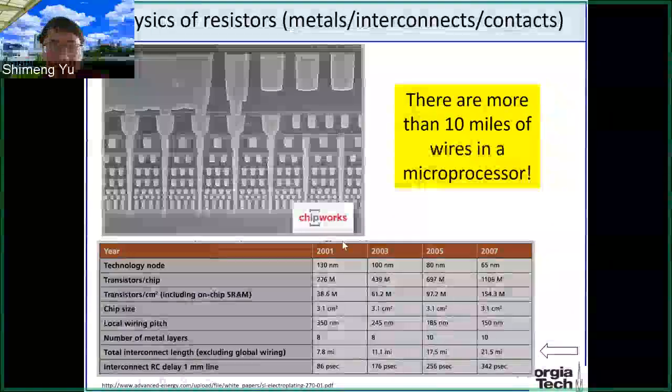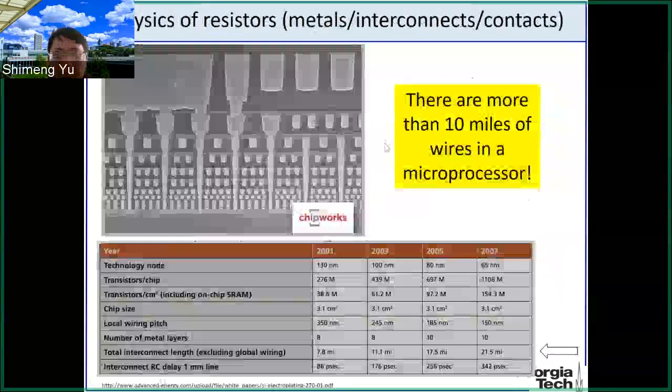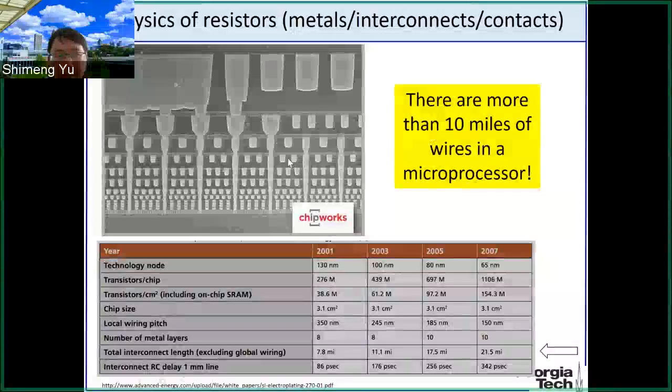Okay, so if you think about the total length of the wiring of this CPU, if you unroll, let's say, all the wires into a single line, and then measure the distance of this single line, it can be more than 10 miles. This is hard to imagine for a microprocessor, which is only a few millimeters square. But if you unroll all the wires into a single line, it can be very long.